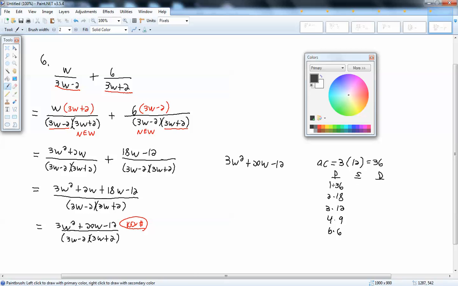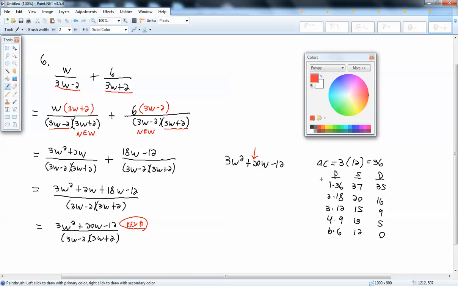The S column, we want to add those together. 1 plus 36 is 37. 2 plus 18 is 20. 3 plus 12 is 15. 4 plus 9 is 13. 6 plus 6 is 12. The difference column, we want to subtract smaller from larger. 36 minus 1 is 35. 18 minus 2 is 16. 12 minus 3 is 9. 9 minus 4 is 5. 6 minus 6 is 0.